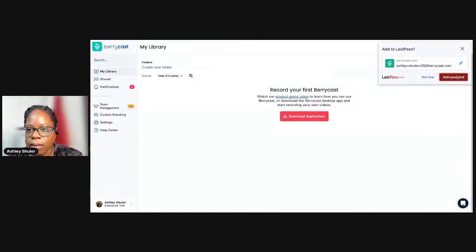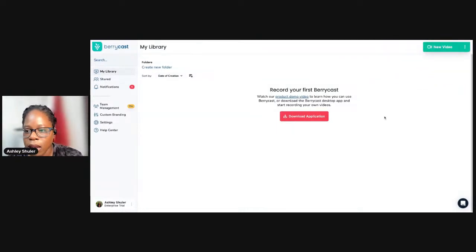So Berrycast, this is a platform very similar to Loom, where you can record a video. And you can also create a folder. So let's do a couple things. I'm gonna create a folder.